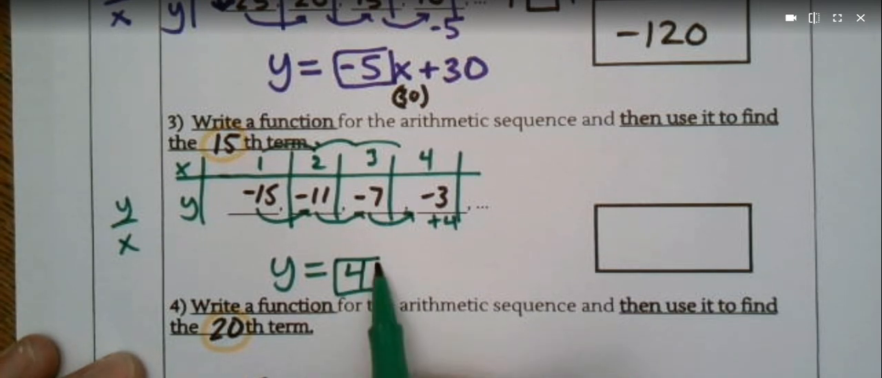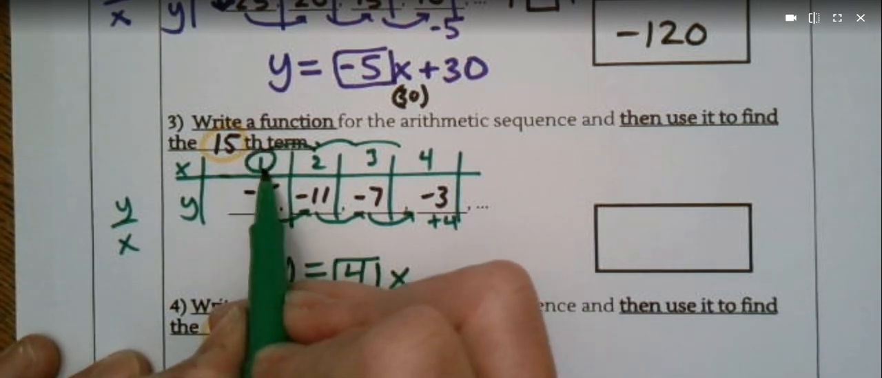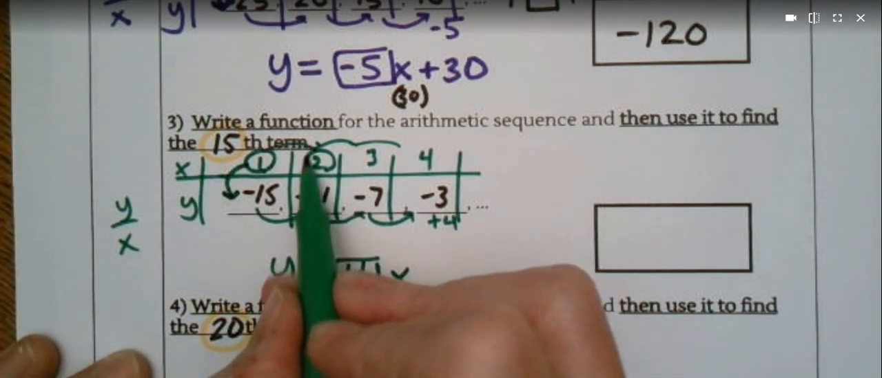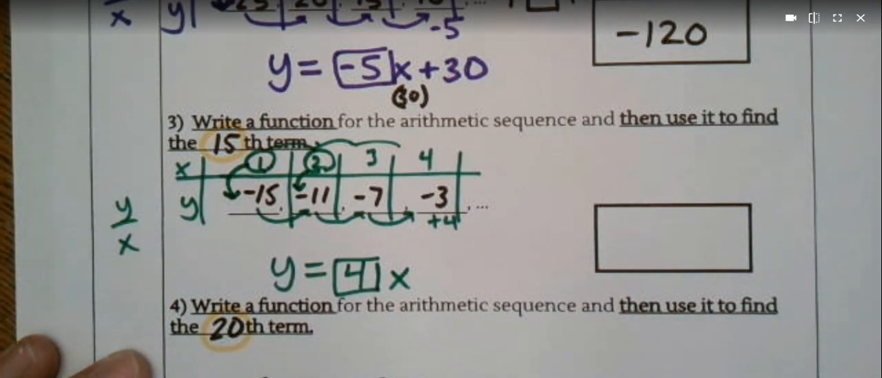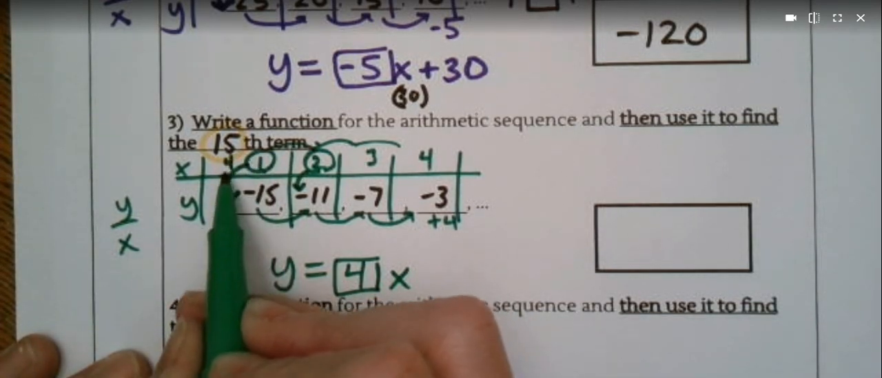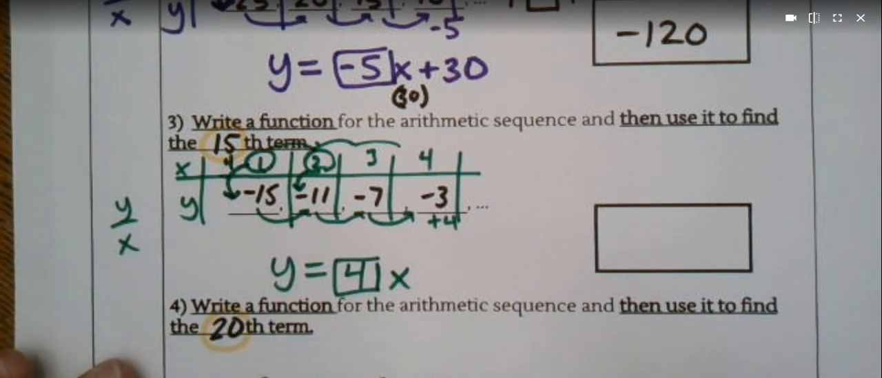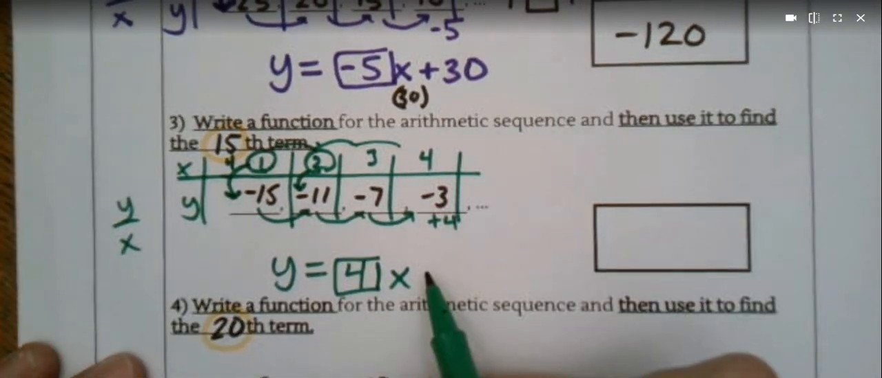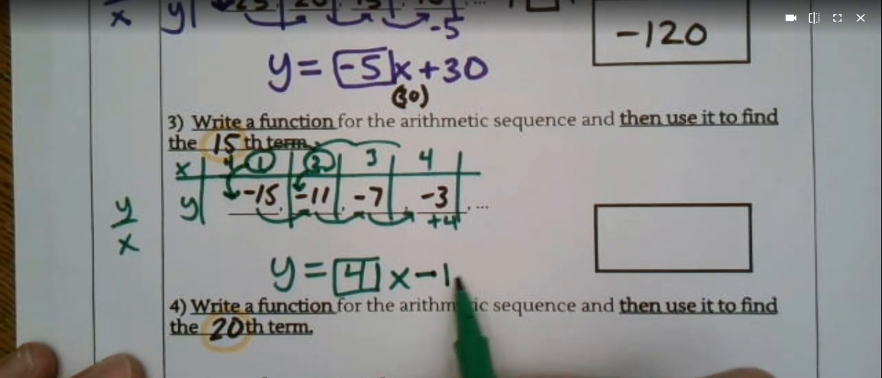That's our multiplier. Okay, do I just take this x value and multiply it by 4 to get across? No, of course not. It's a combination of multiply and something else. So if I take 1 and multiply it by 4, I would get 4. But then what do I need to do to make that 4 into a negative 15? I'm going to have to go backward on the number line, aren't I? I'm going to have to subtract 19. So this is my function rule.